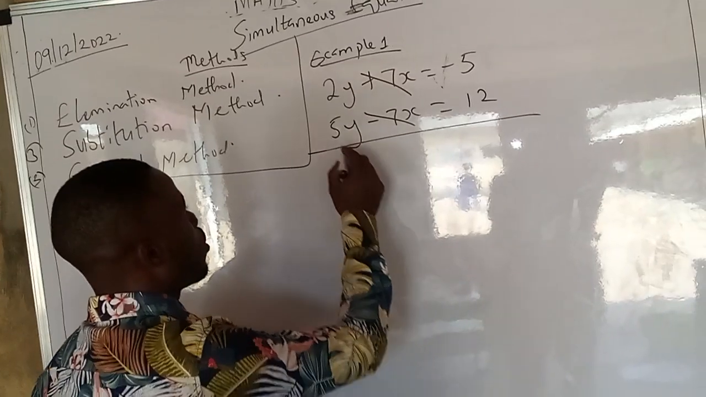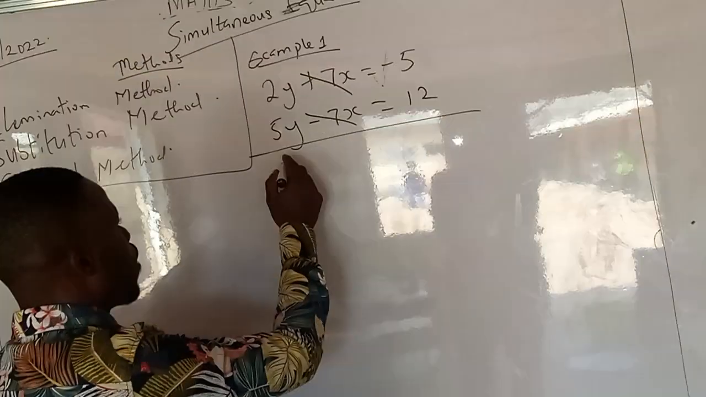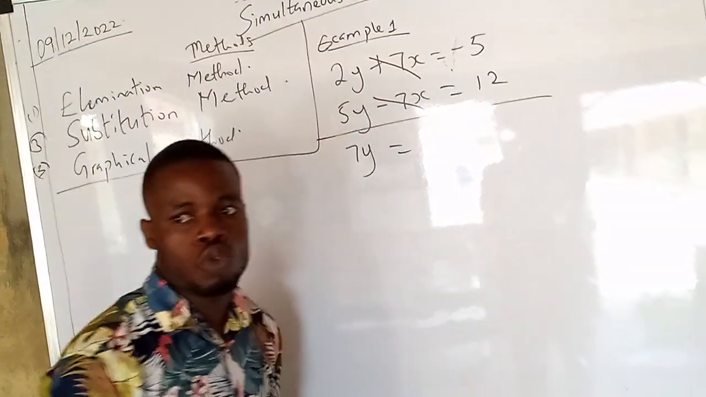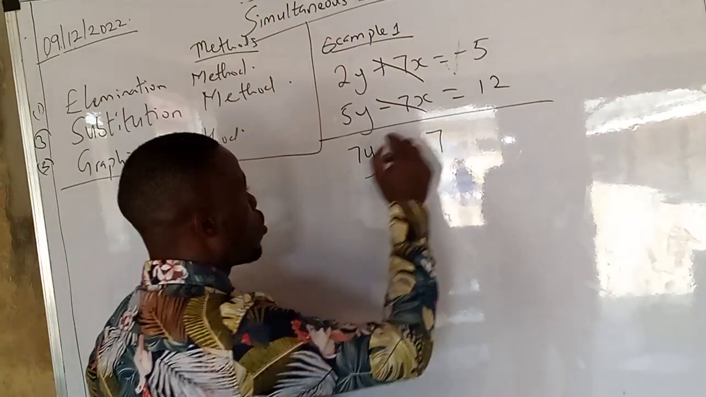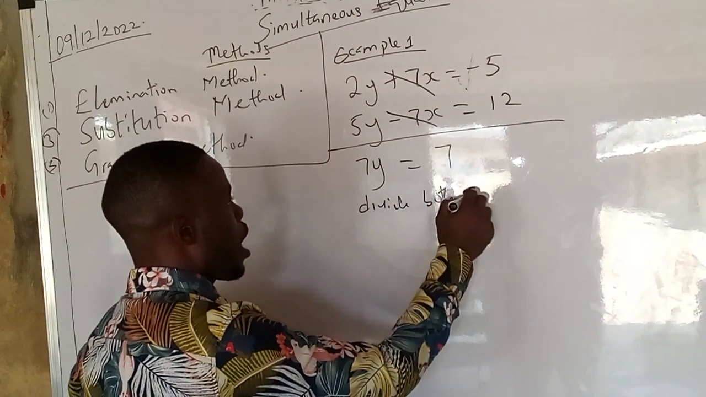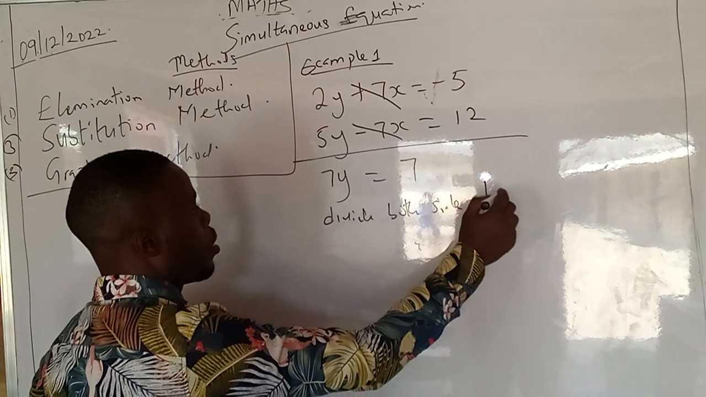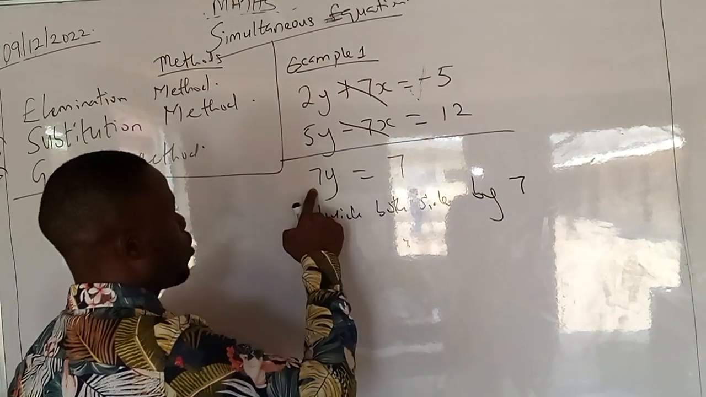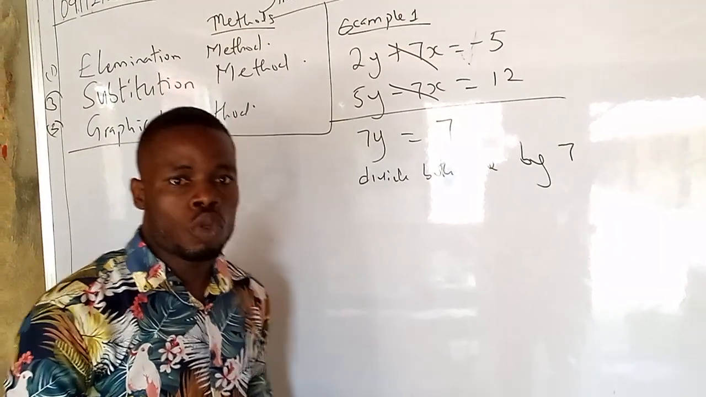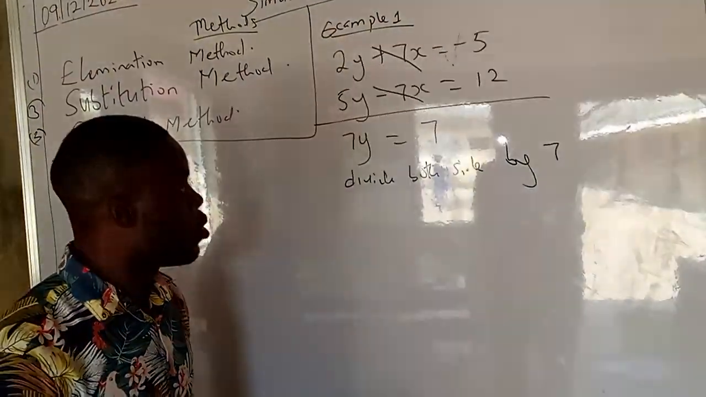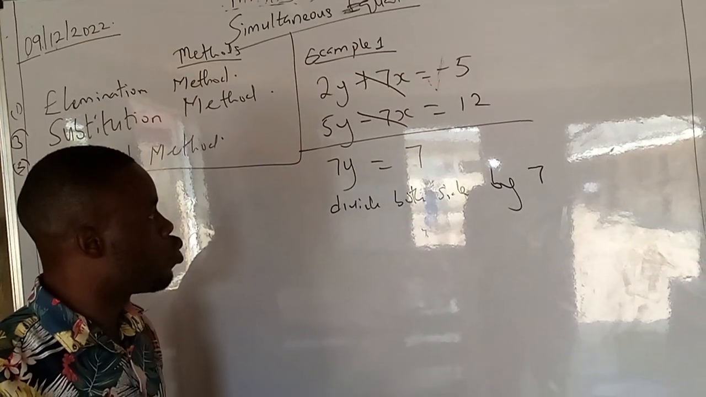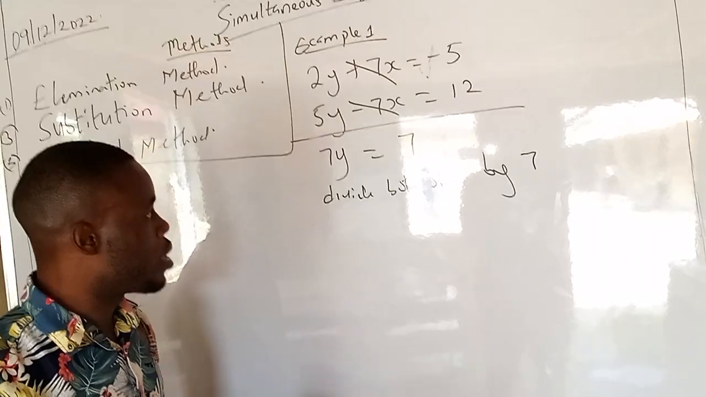We look at the sign, then 2y plus 5y will give you 7y. We have minus 5. Minus 5 plus 12 will give you 7. So we have to divide both sides by 7. If you don't understand simple equation, you can search some of my videos. I have simple equation so that you can be able to understand it better.